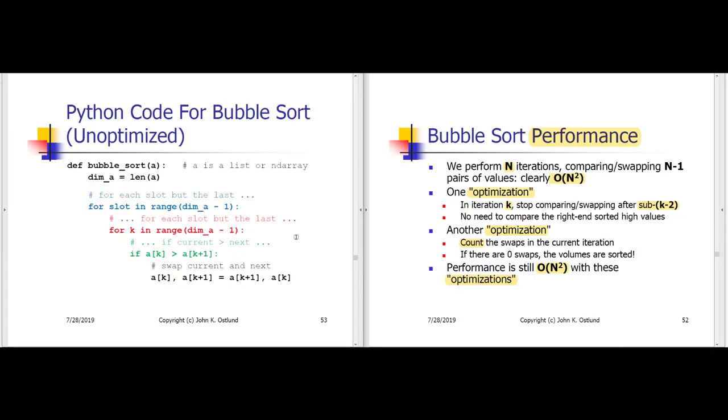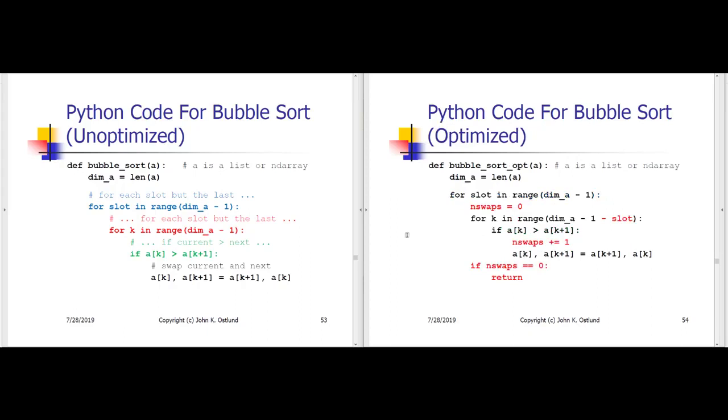Here on slide 53 is an implementation of the unoptimized bubble sort algorithm. And on slide 54, we have added our couple of so-called optimizations, in which we're counting swaps, and our inner loop is stopping one step earlier as we go through each slot in our outer loop. And again, I'll leave that to you to look through.